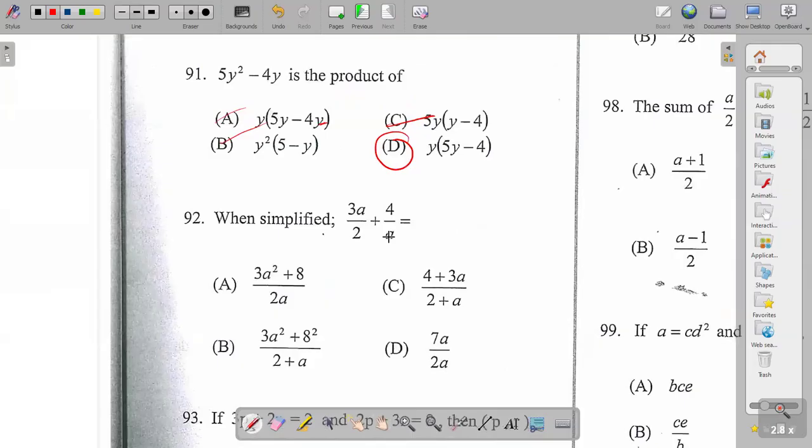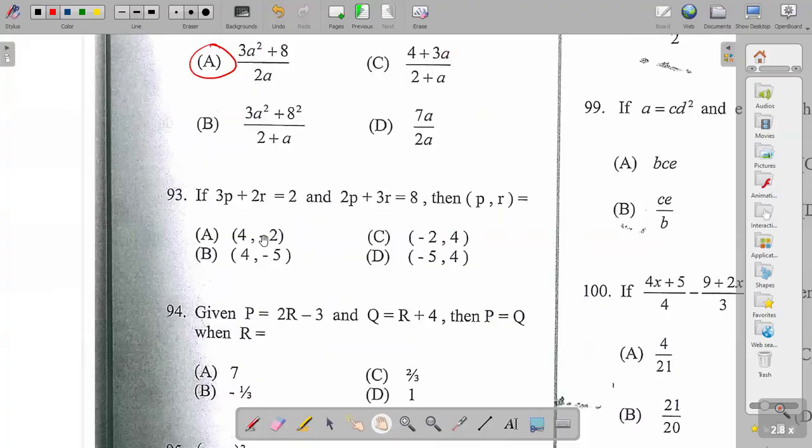Here, the LCM is 2a. So you gotta multiply by a here. You gotta multiply by 2 here. So that's gonna give us 3a squared plus 8 over 2a. 3a squared, so that's that.